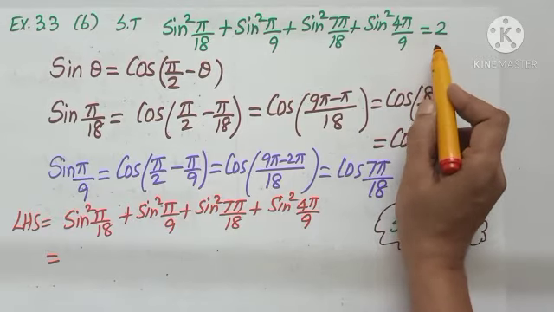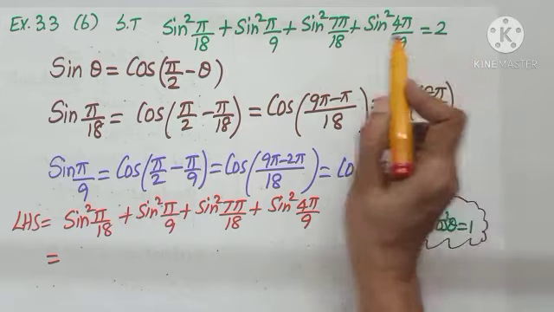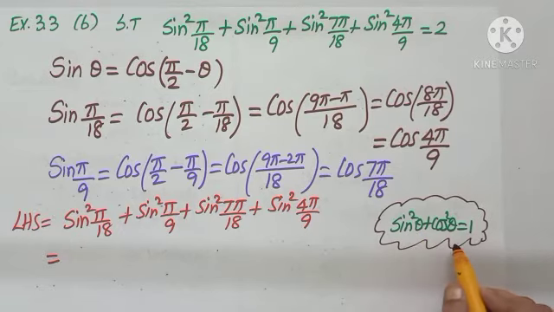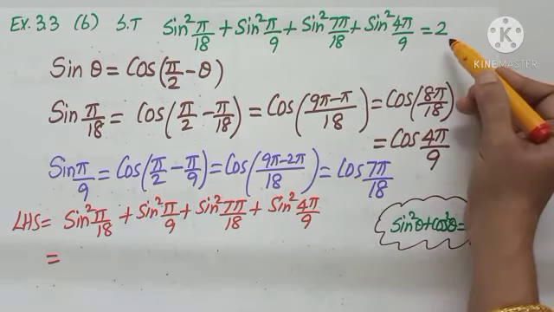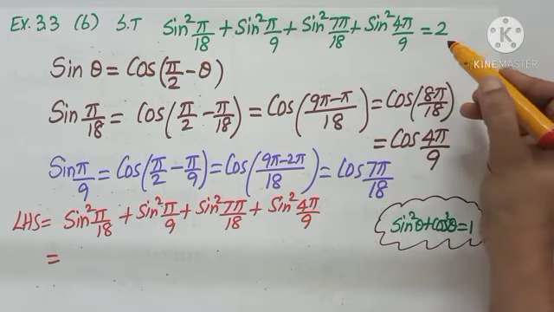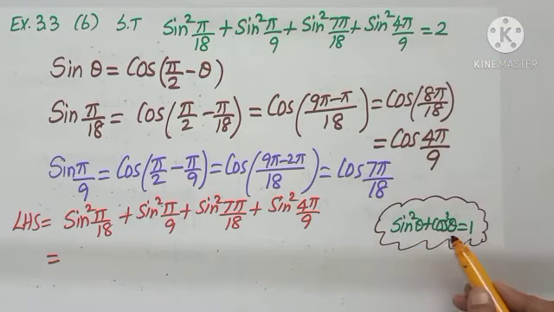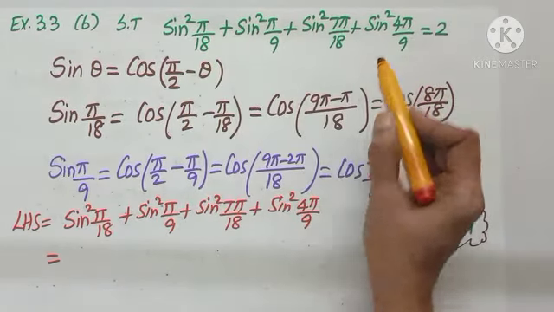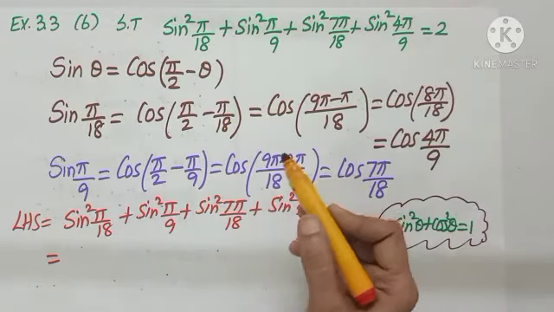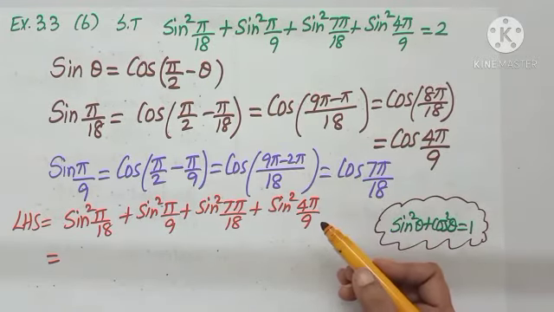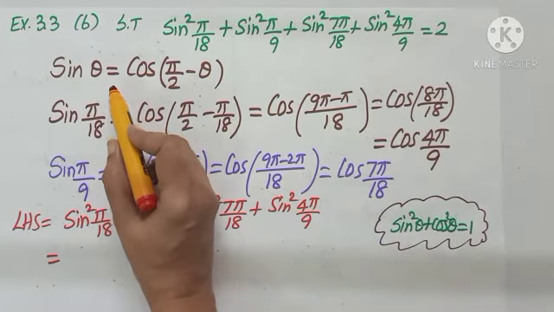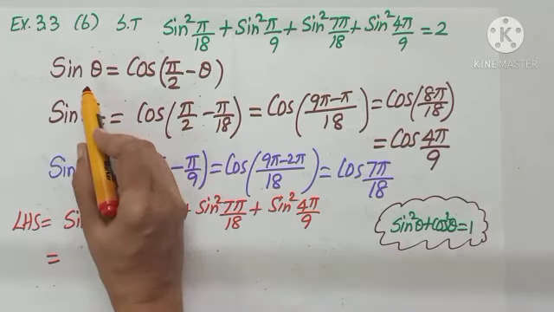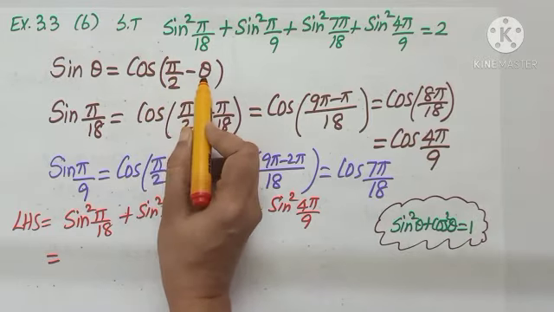Immediately remember 2 I can write 1 plus 1. Whenever we are in sine square, remember the identity sine square theta plus cos square theta is 1. So 2 can be written as 1 plus 1. Each one I should write sine square plus cos square. To write this identity, of all the 4 sine square, any 2 we shall convert into cos square. How to do it? Sine theta is nothing but cos of pi by 2 minus theta.